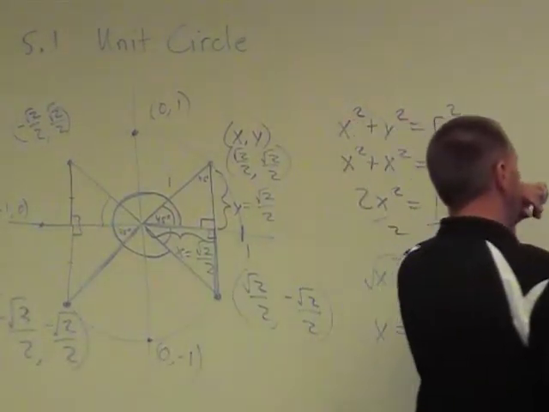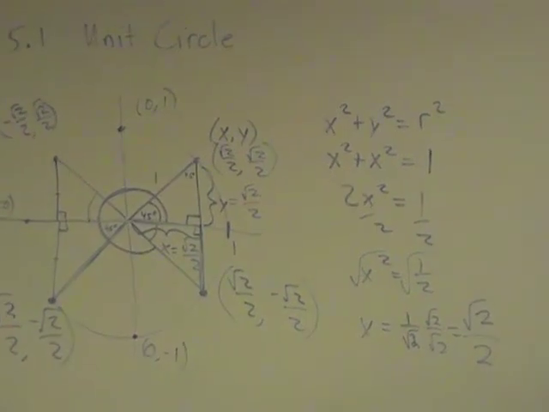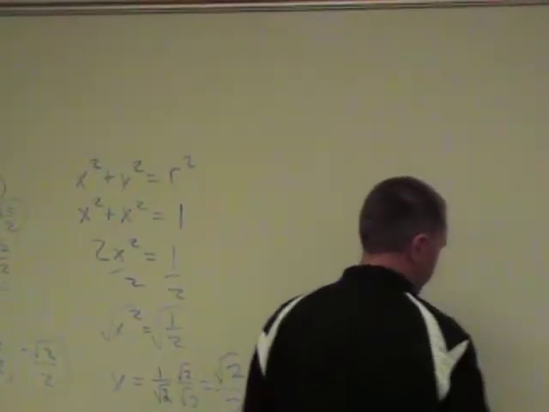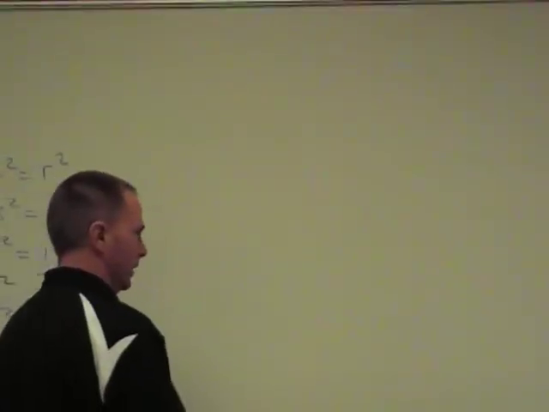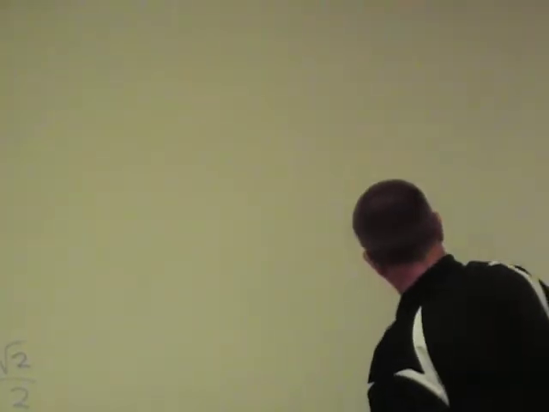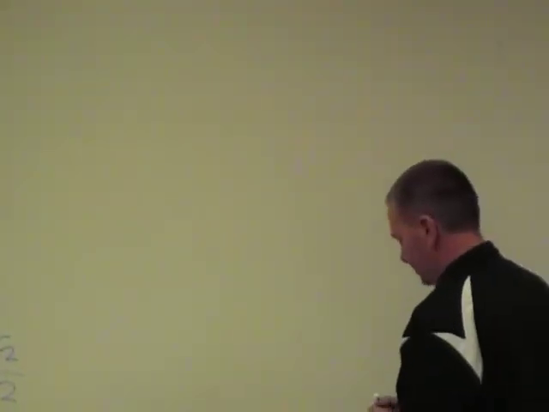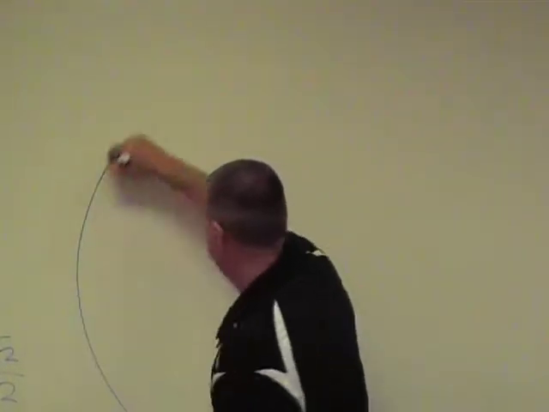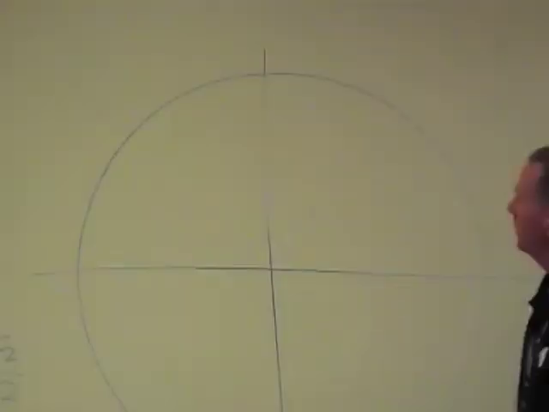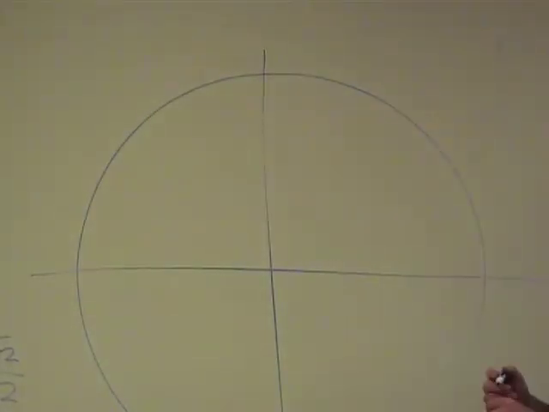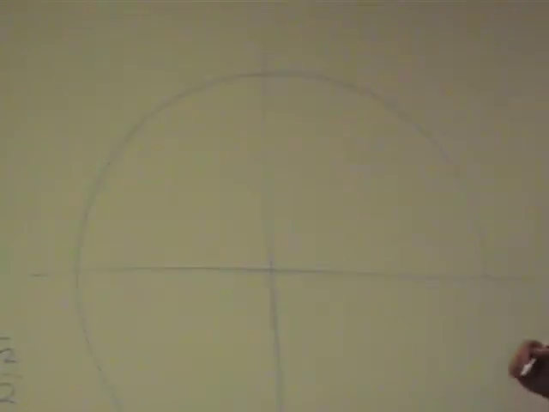Theta. You can't even see that. That's okay. Draw so you can see it. Okay. Danny. Crosshairs aren't very good. All right.